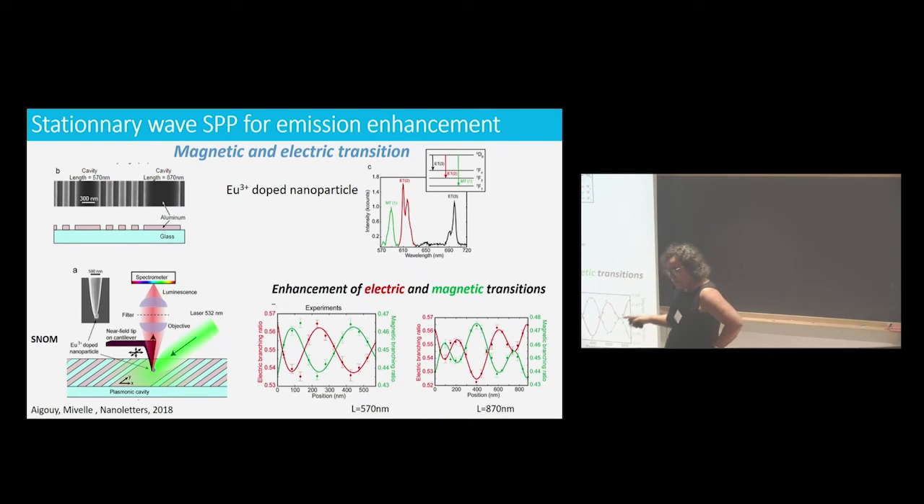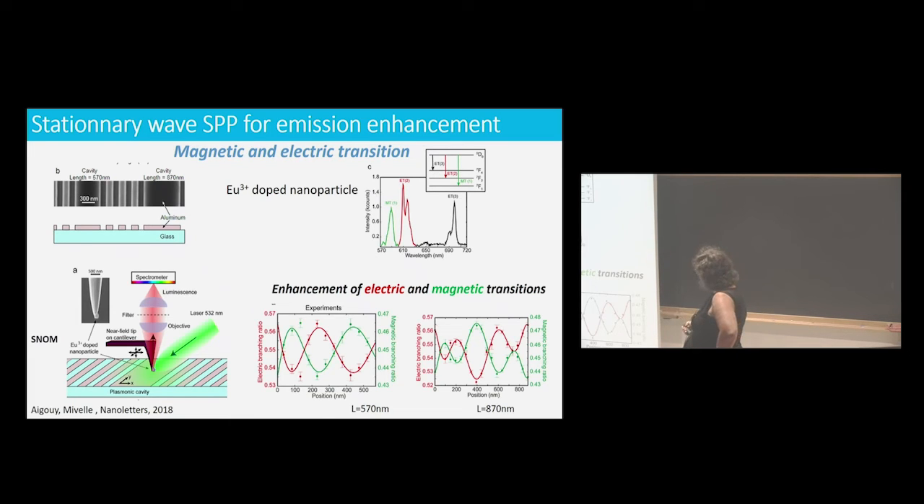So now I will try to explain how you can use nanostructures. The work before has been done by Bruno Gallas in INSP. This work has been done by Mathieu Mivel, my colleague in ISP. And now I will try to explain how you can use nanostructures in order to enhance the response of magnetic transition.